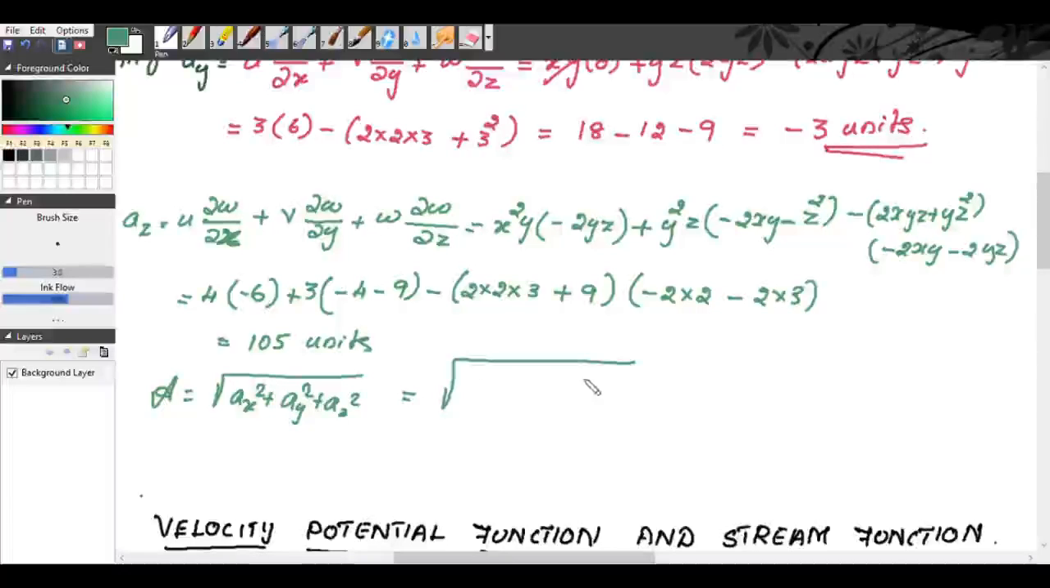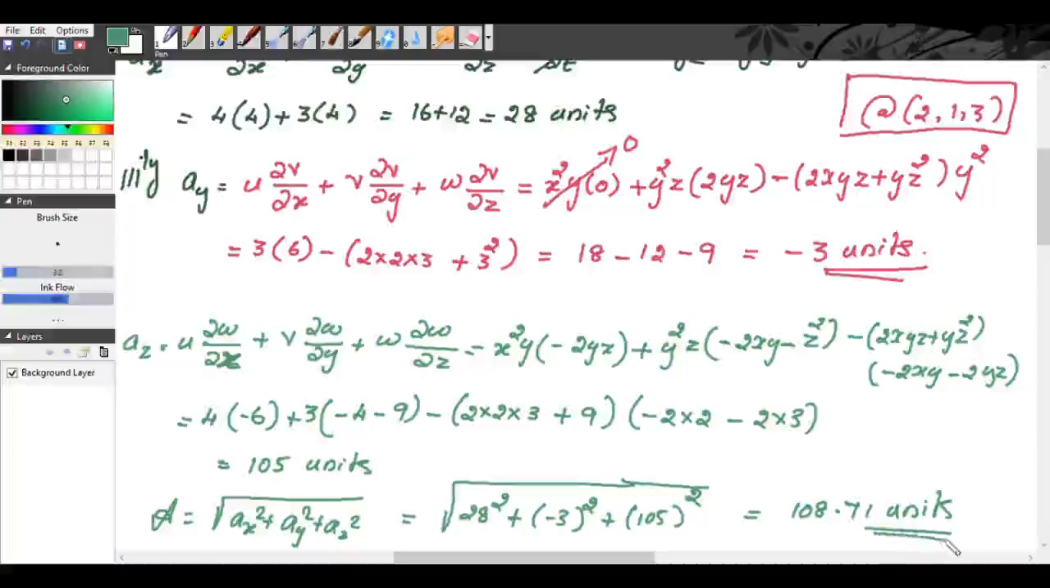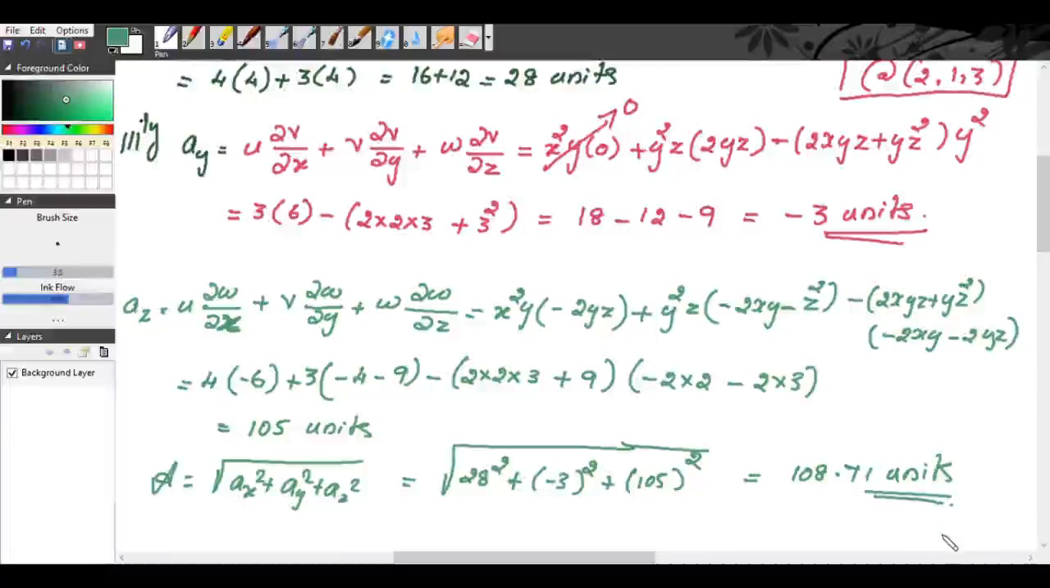We get square root of AX square is 28 square plus AY is 3, so minus 3 the whole square, AZ is 105 plus 105 the whole square. We get the value as 108.71 units. Now, we will move on to our next concept.